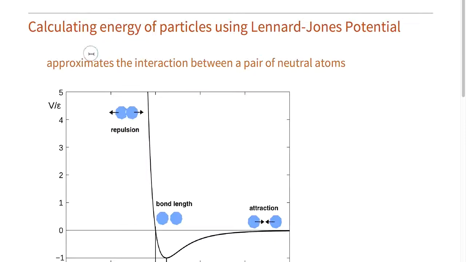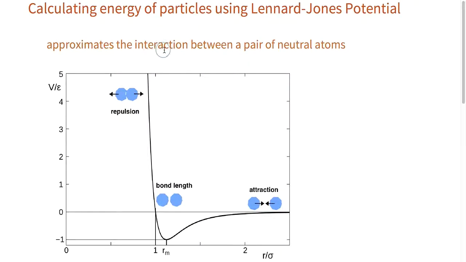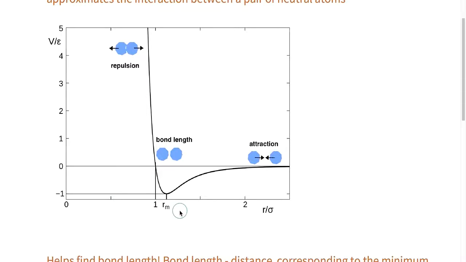One way we can calculate the energy of atoms is using Lennard-Jones potential. Lennard-Jones potential approximates the interaction between a pair of neutral atoms. In this graph here, the x-axis is the distance between atoms and the y-axis is a measure of potential energy. And you can really see in this function how there's an energy well or minima.